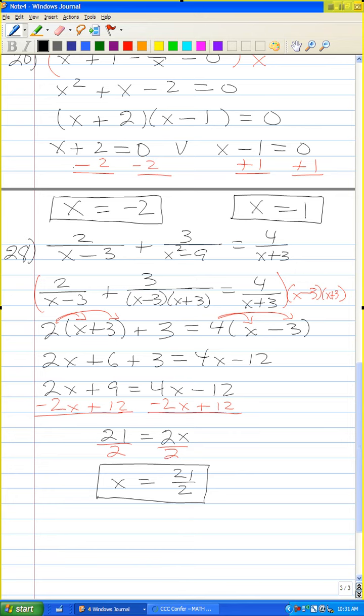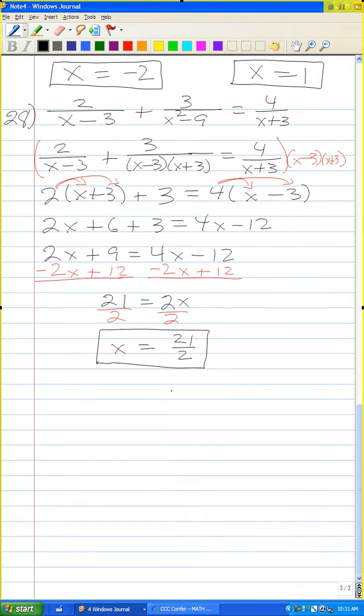Let me do problem number 36. 3 over x plus 3, minus 5 over x minus 3, equals 4. In this case, the least common denominator is x minus 3 times x plus 3.